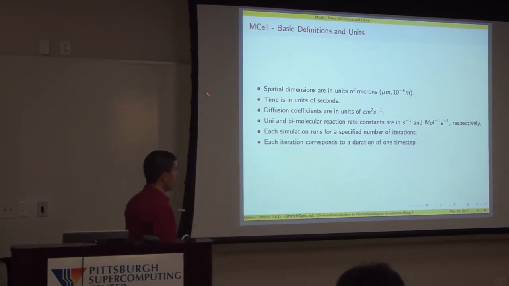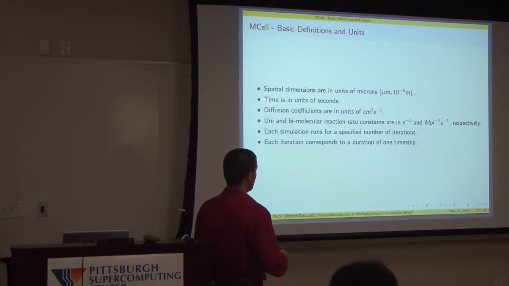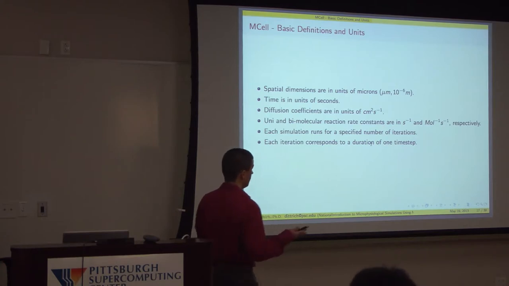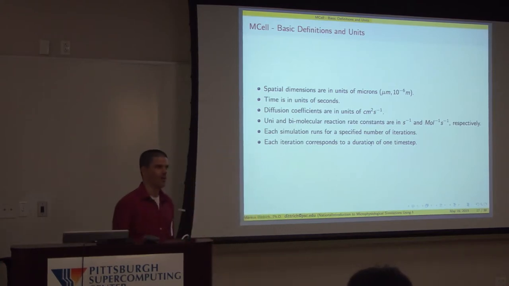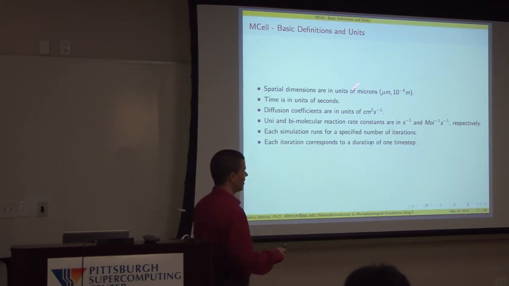But it's good to keep in mind: spatial dimensions in MCell are always microns, 10 to the minus 6 meters. Time is in units of seconds. Diffusion coefficients are in units of centimeters squared per second. Reaction rate constants are in per second and per mole per second for uni- and bimolecular reactions. So fairly straightforward, but it's good to keep in mind. Whenever you grab some parameter from the literature, make sure these are the units. If not, you'll have to convert them.